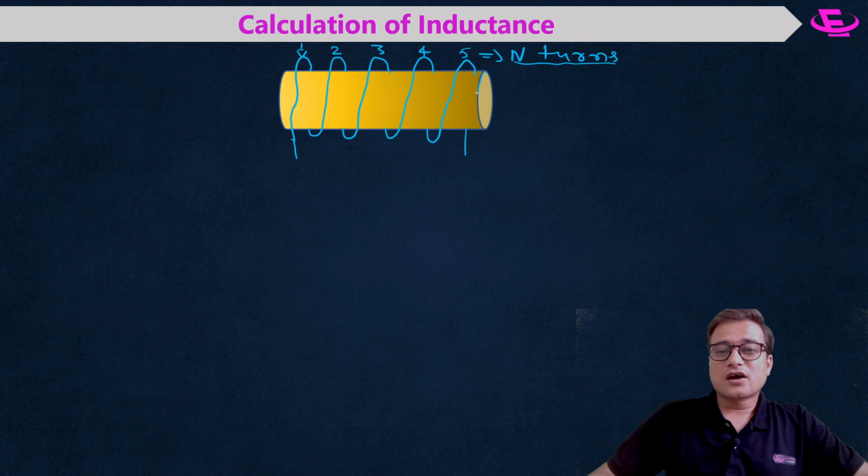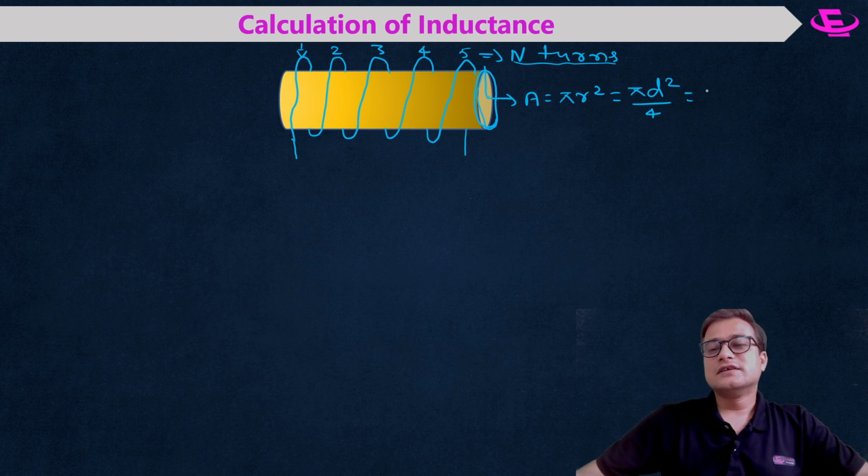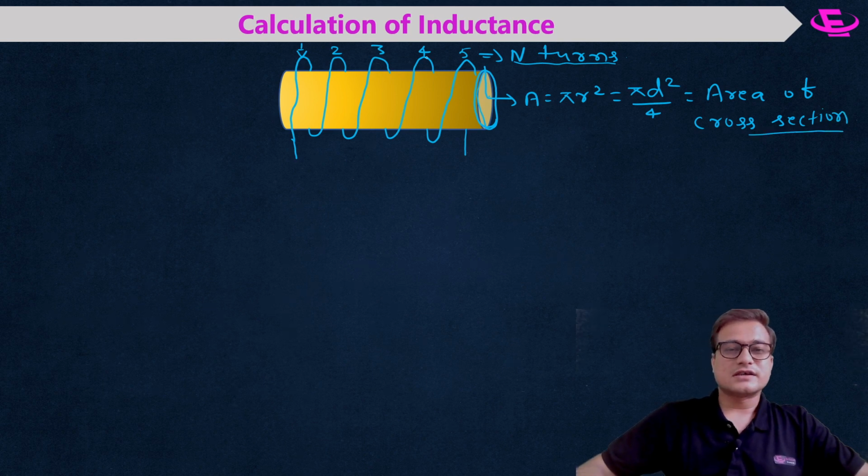Next, this is the cross section. If you find its area, it will be A, equal to pi r square if r is the radius, or if the diameter is given to you, then pi d square by 4. This is the area of cross section. Clear?